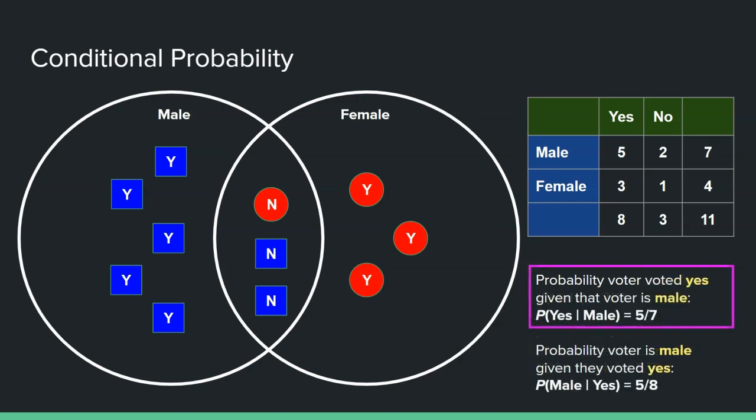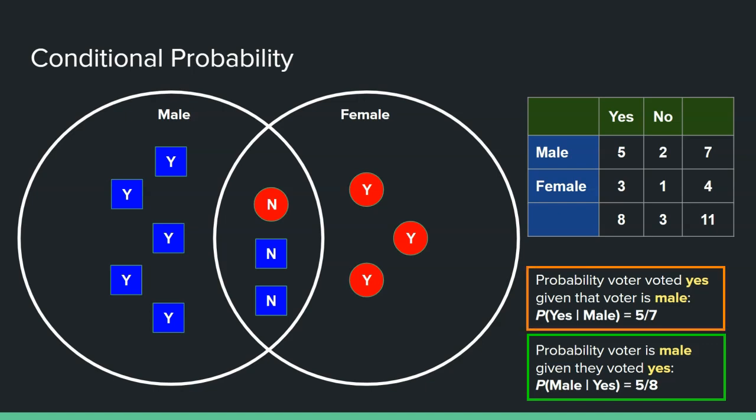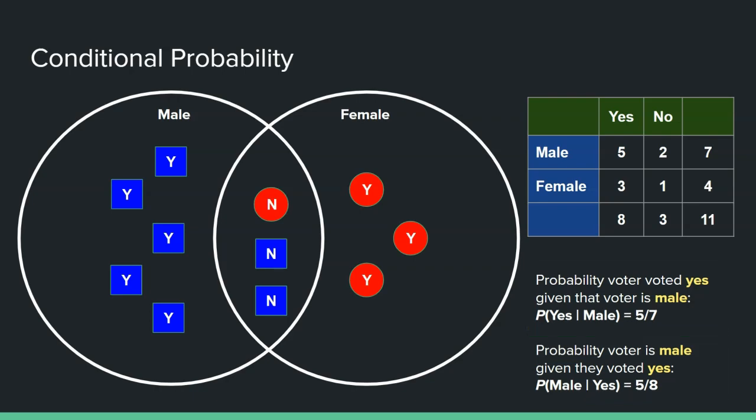The probability that the voter voted yes given that the voter is male is different from the probability that the voter is male given that the voter voted yes. There are 8 people who voted yes, and 5 of them were male. So the probability that the voter is male given that they voted yes is 5 over 8. This is different from the probability that the voter voted yes given that the voter is male.